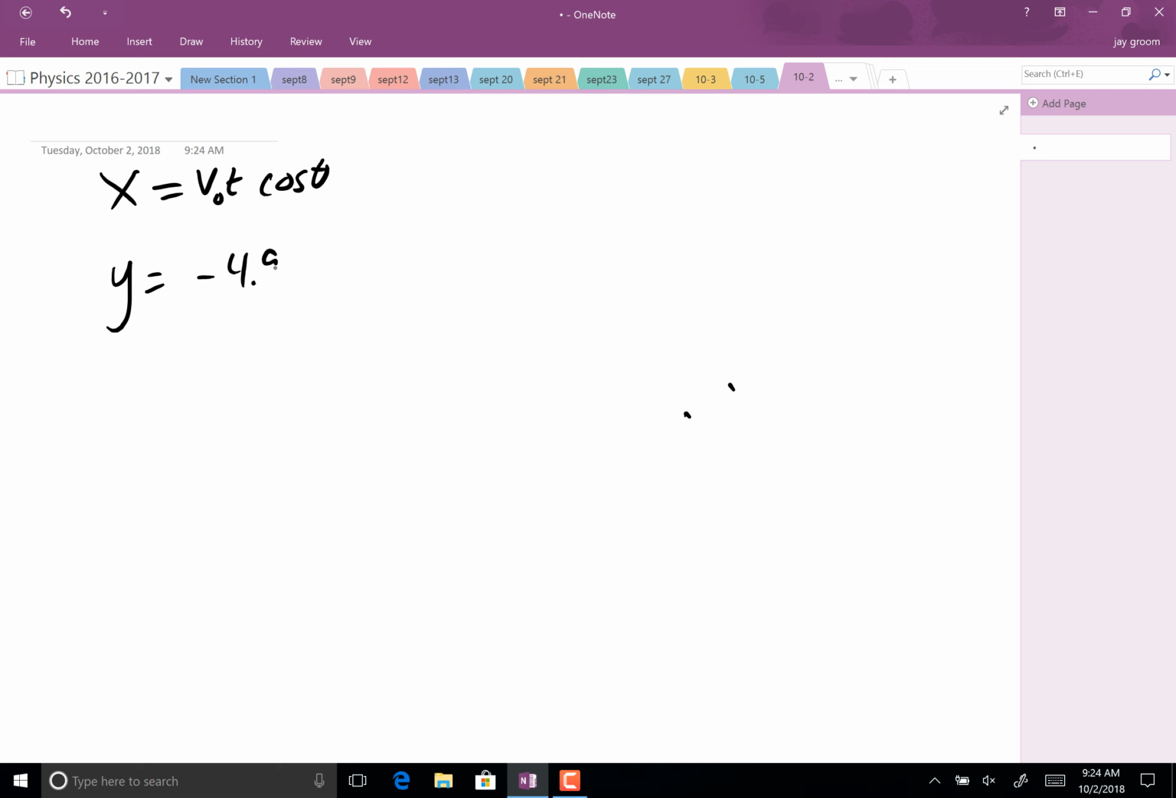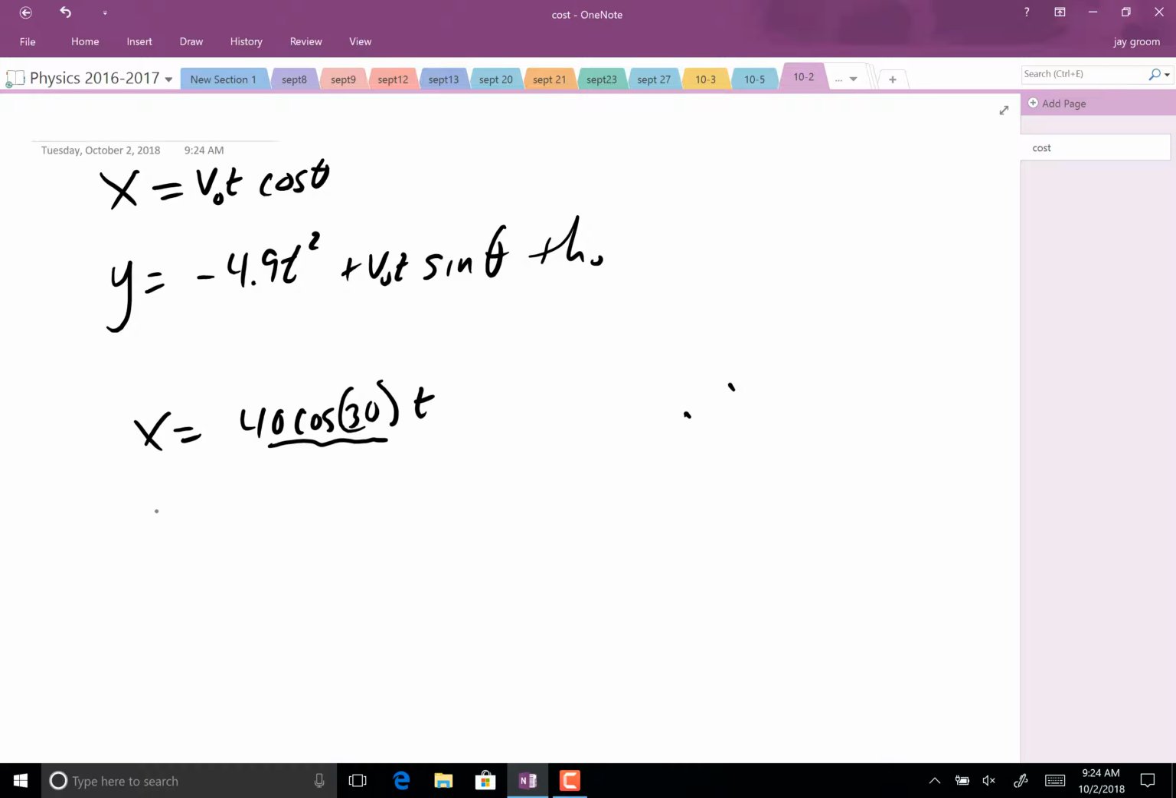So negative 4.9 t squared plus v sub o t sine theta plus h naught. And so we know that x equals, what did I say? 40 cosine of 30 times t. I'm going to write it like that instead, if you don't mind. I don't care if you do, I'm going to do it anyway. Negative 4.9 t squared plus 40 sine 30 t plus 2. Yes?